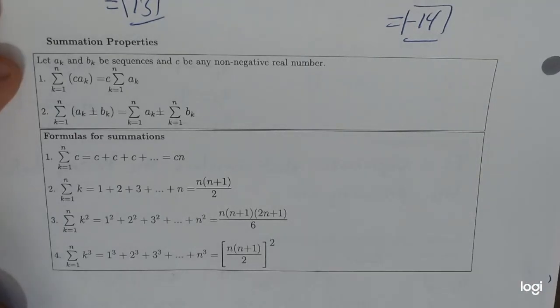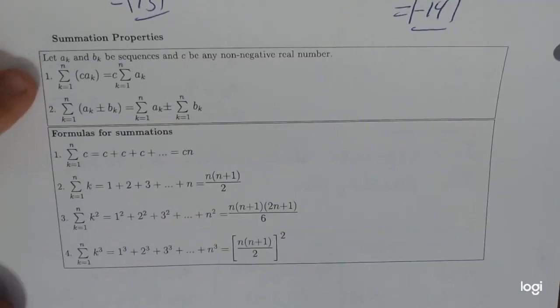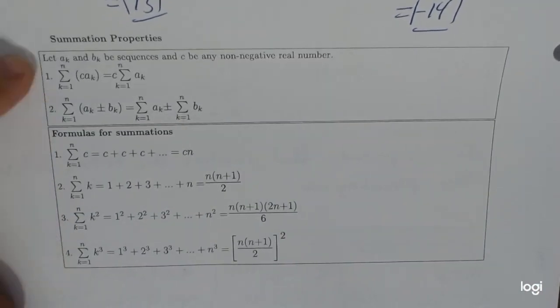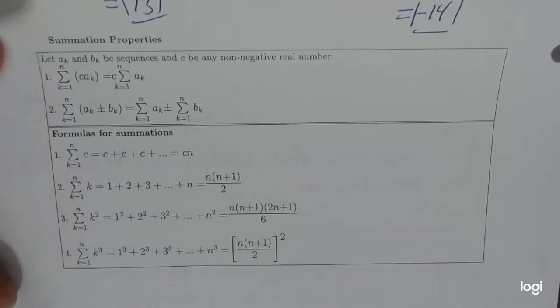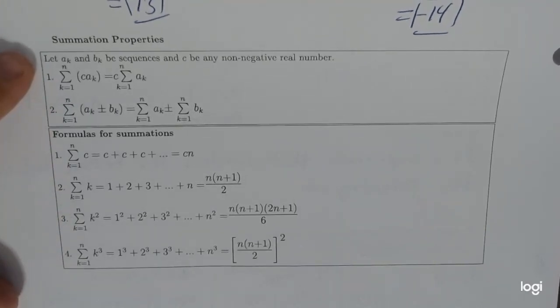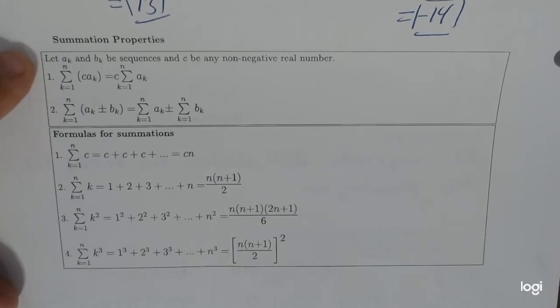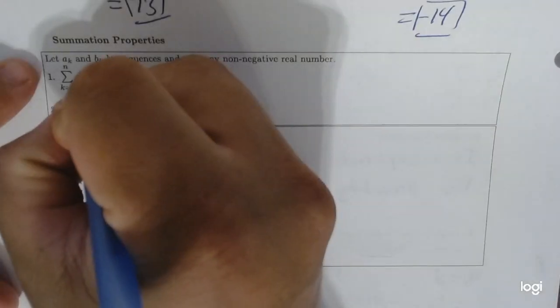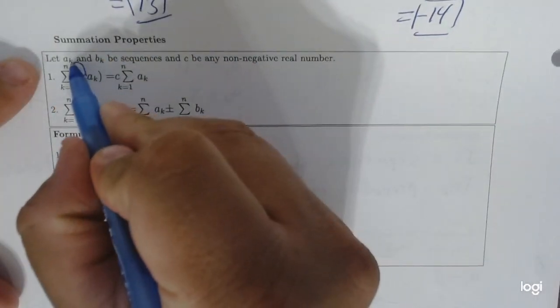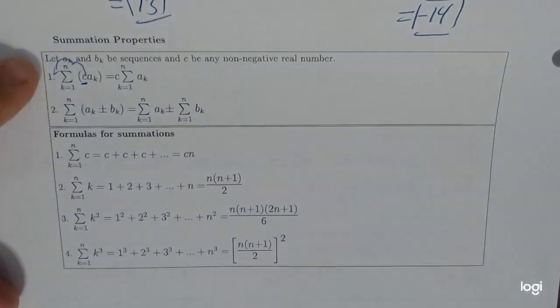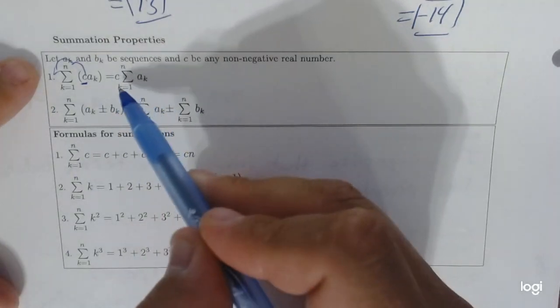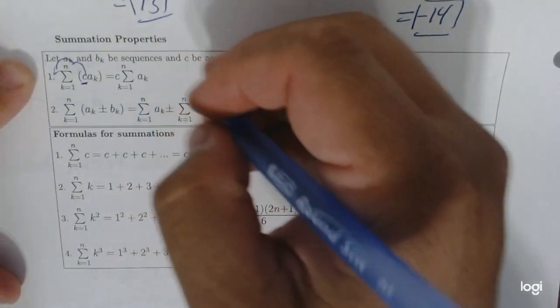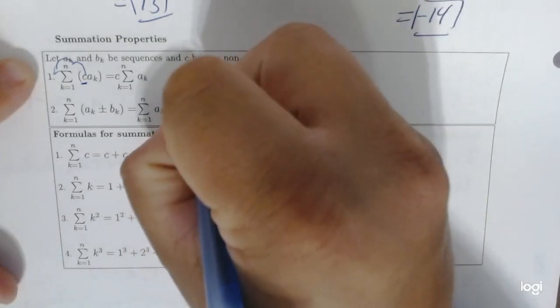So our summation properties, okay? And these summation properties come in handy dramatically when it comes to summing stuff. So it says let a sub k and b sub k be sequences and c be a number. So just a number itself. So if c is a constant, like 5, for instance, I can literally pop that out in front, meaning take the sum first and then multiply it by c.